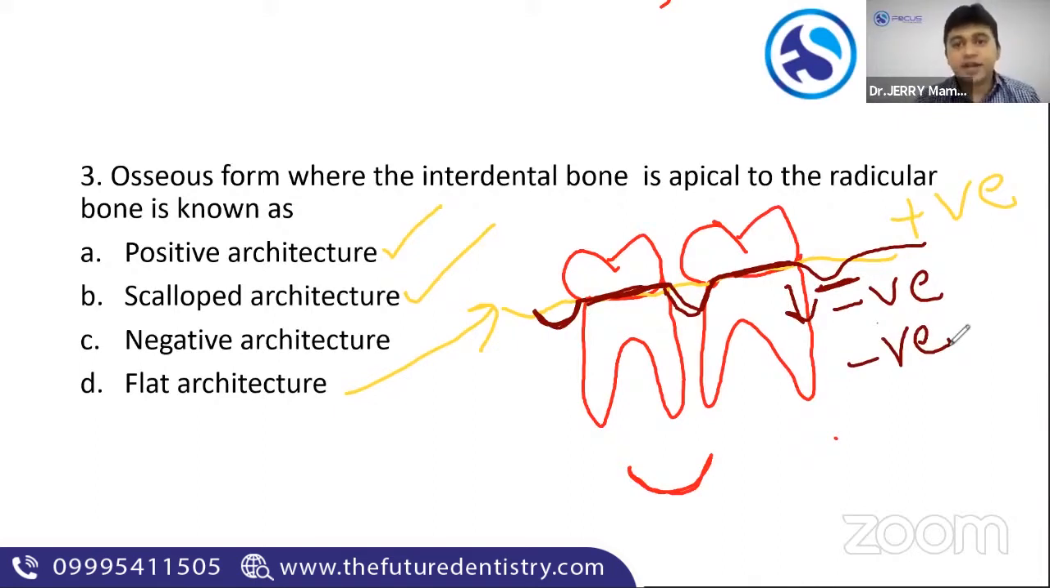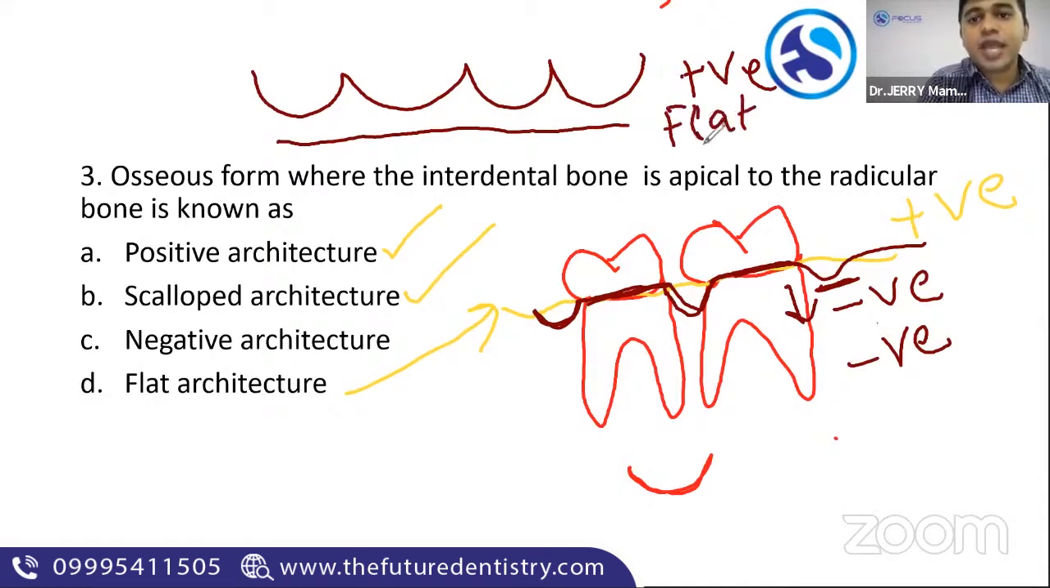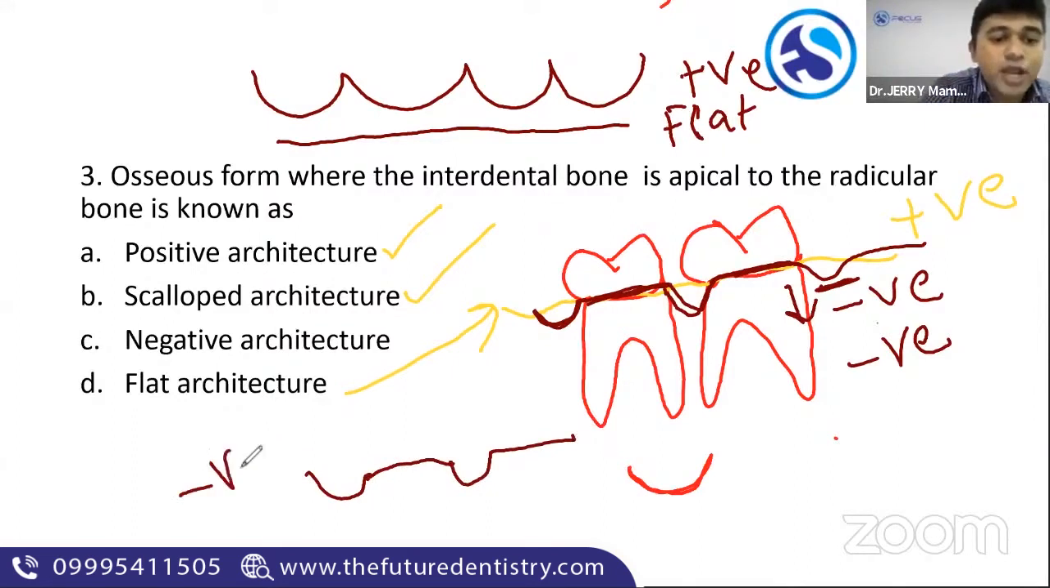So you will have three types of architectures. The correct one or the normal one is the scalloped, which we call positive architecture. Then you can have something like this, which is called the flat architecture. And then sometimes you will have an architecture like this, where in the interdental areas there will be bone loss or reversal of this. And that is known as your negative architecture. Okay. Is this clear? Positive architecture or scalloped, negative architecture.